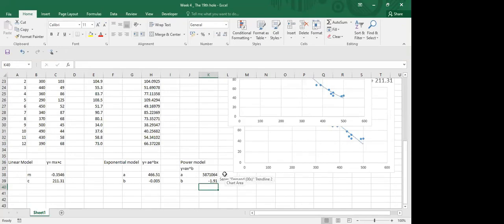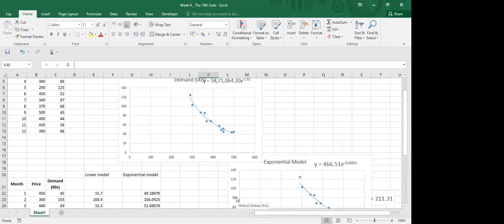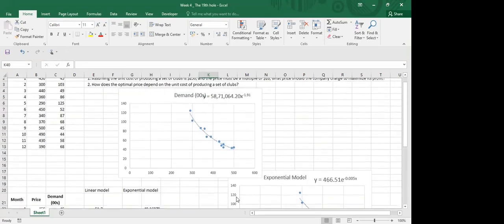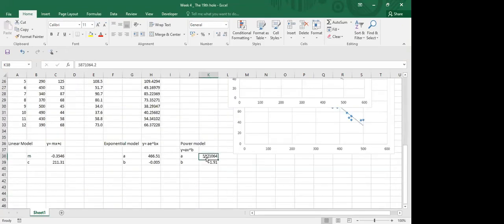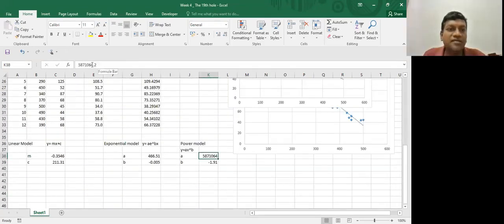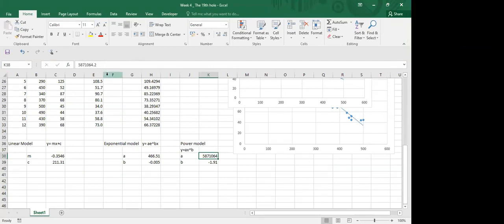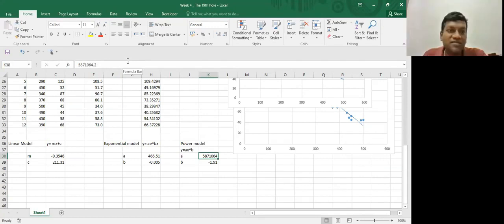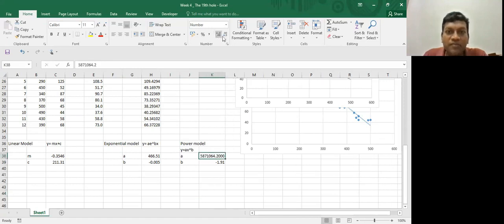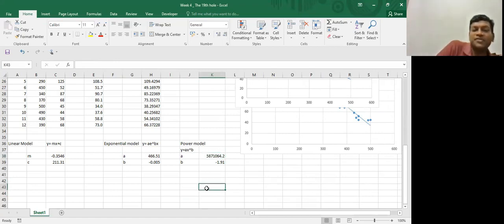And sir, I think you missed point 2. A is, in the last, point 2 you missed. Okay, let's see. Let's put that one. Yeah, it's there. It's point 2 is there, but it's just not formatted. See, you see the formula bar. You will see that it's 0.2. 58,71064.2. It's just that. Okay, if you want me to display. Okay, great. Is that okay?